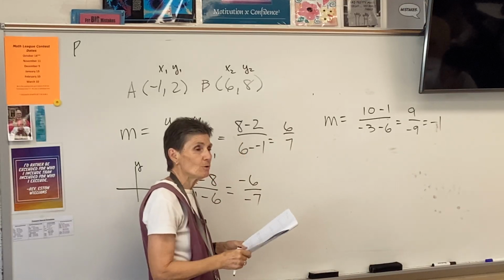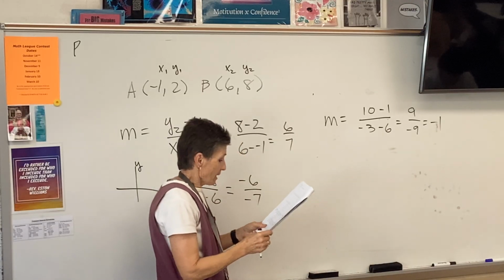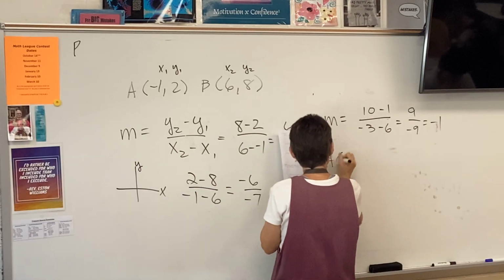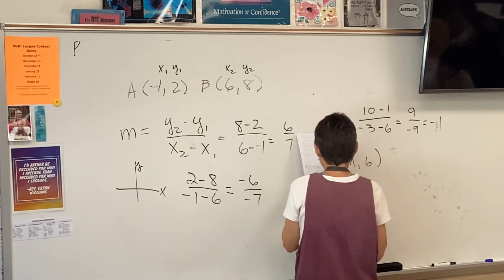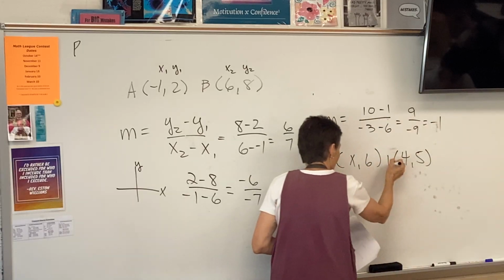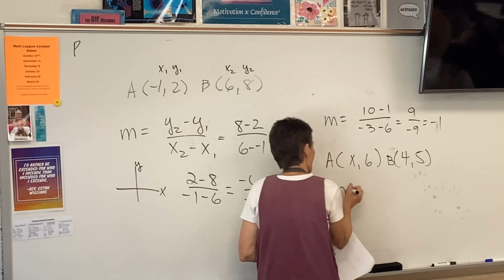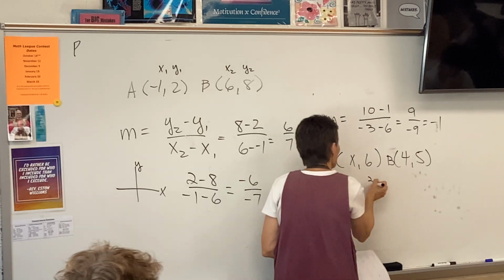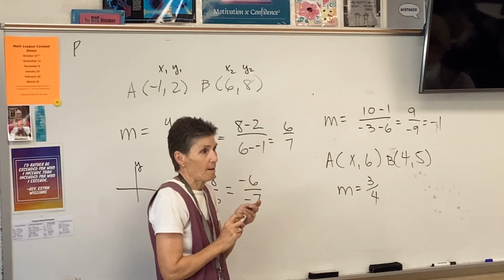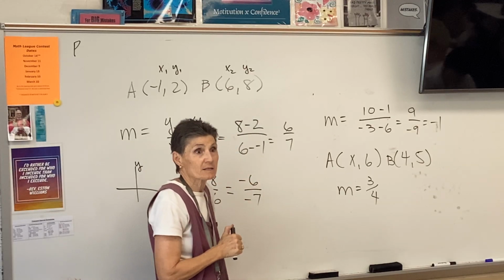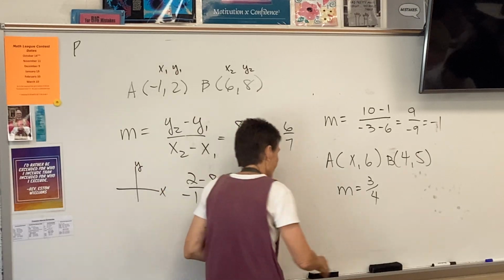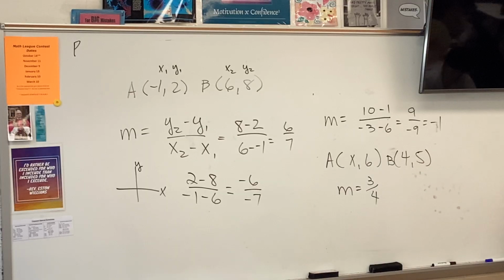Okay, now we're going to see who's paying attention today. Now we're going to do another slope problem, but here's the deal. Here are my 2 points: x comma 6 and 4 comma 5. I also know that the slope is 3/4. So what's your job? Your job is to find x. Figure out what x has to be. Do you have any idea about that?